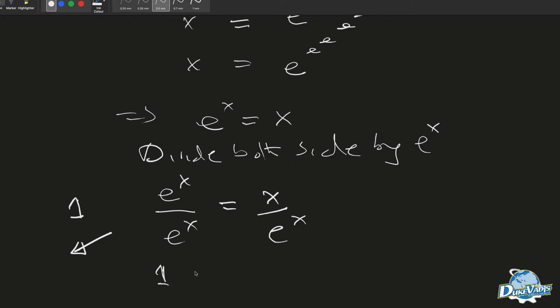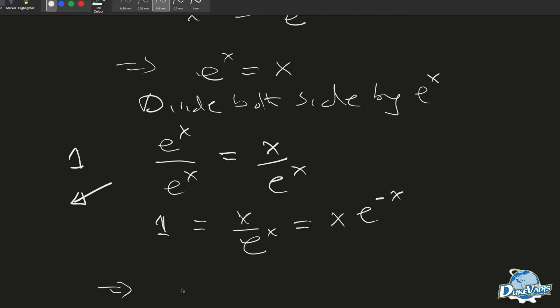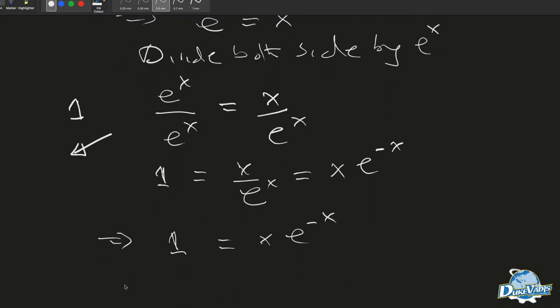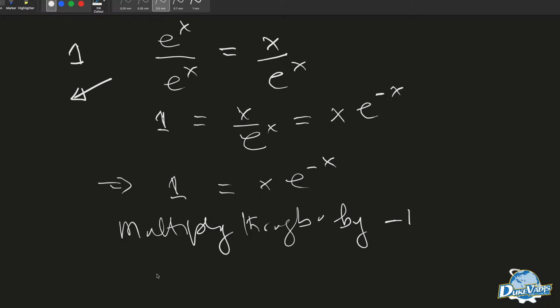So we say 1 is equal to x e raised to the power negative x. Okay, this implies that our equation is 1 equals x e to the negative x. Then let's multiply through by negative 1. You understand what I'm trying to say? So our equation now will become negative 1 equals negative x e to the power negative x.